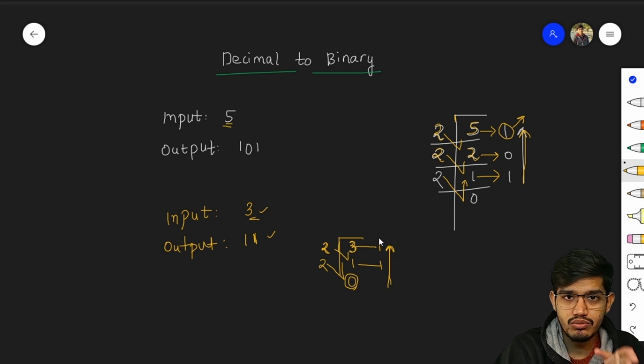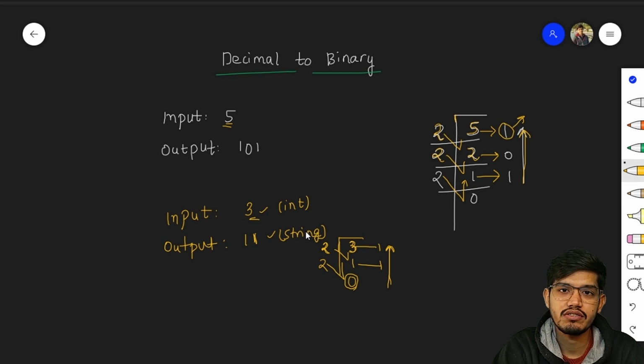So our main task is to take the input from the user. It will be an integer type, and the output should be a string. Why string? Because a string is able to store much higher values compared to an integer when we talk about binary representation. Okay, so you can pause the video and try to code by yourself.